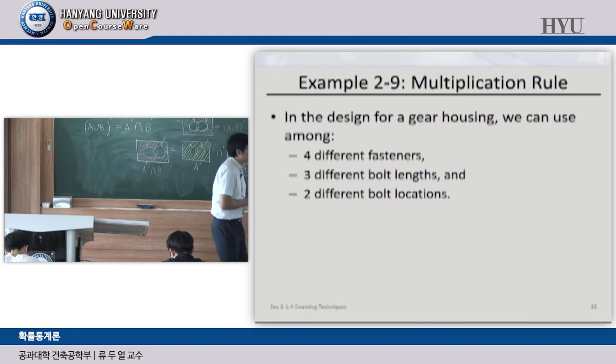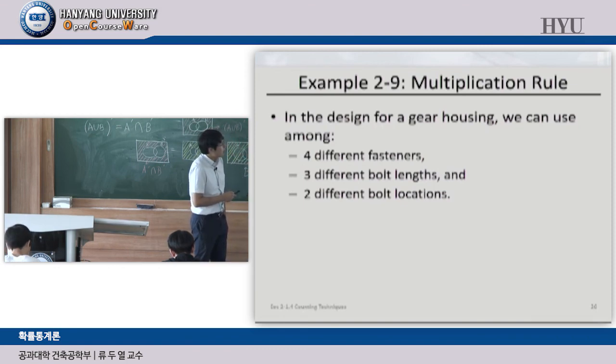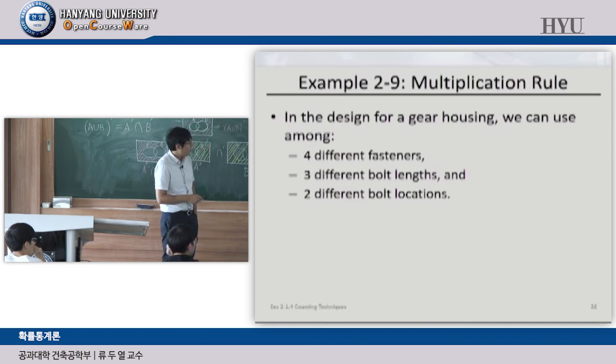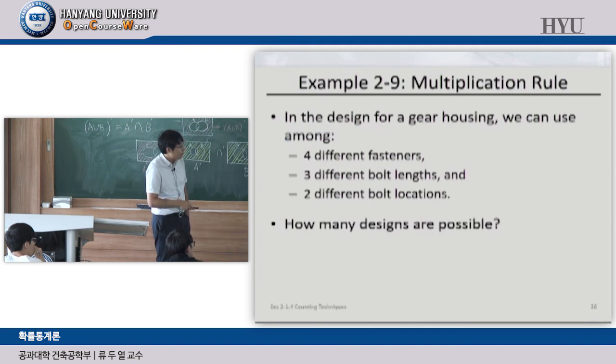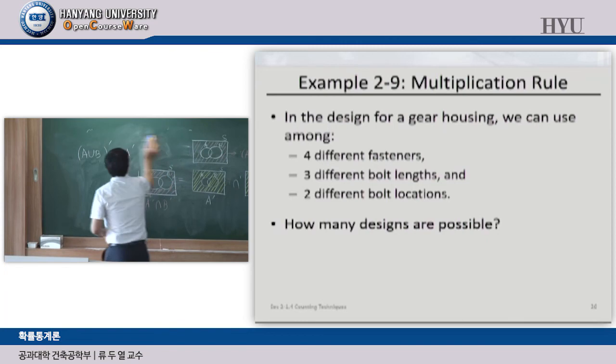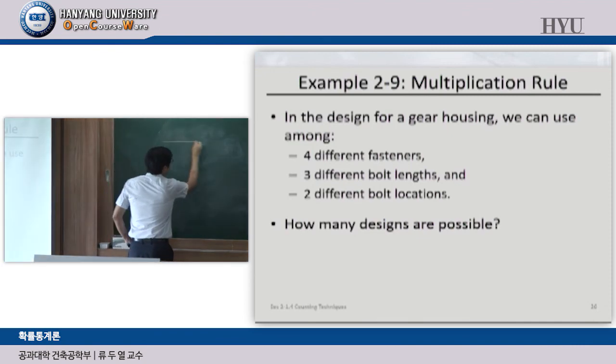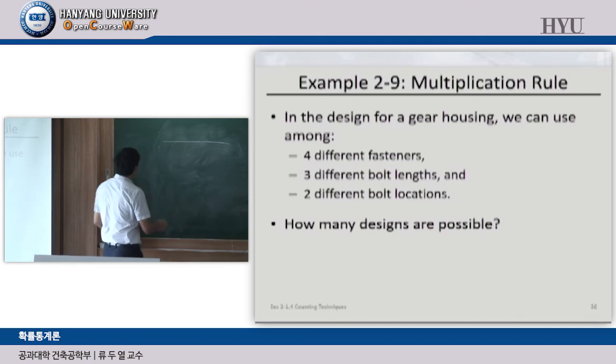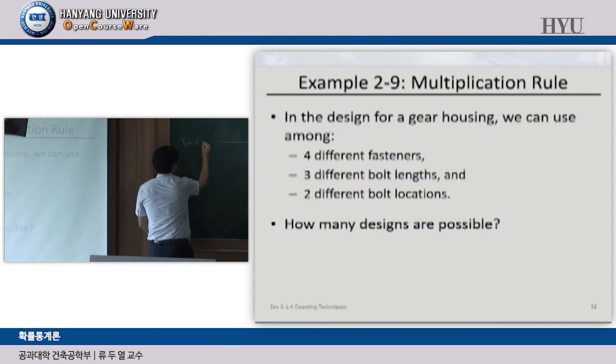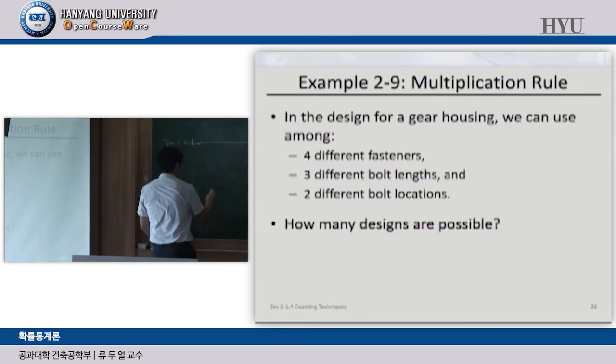And this is example 2-9 for the multiplication rule. In the design for a gear housing, we can use 4 different fasteners, 3 different bolt lengths, and 2 different bolt locations. So in this case, how many designs are possible? We all learned about tree diagrams, right? So based on the tree diagram, we can firstly have the type of fastener, right? And also, there is a bolt length. And also, there is a bolt location.